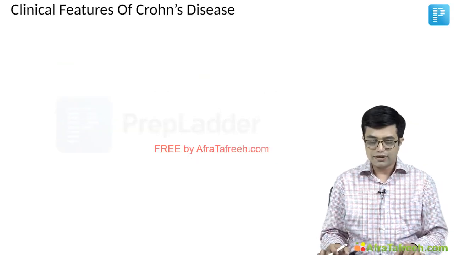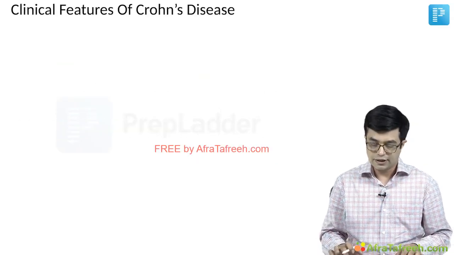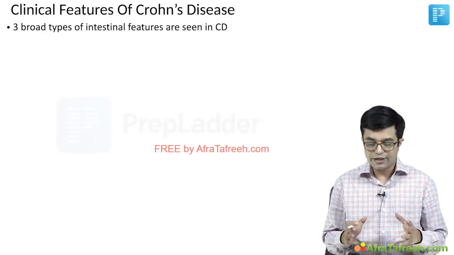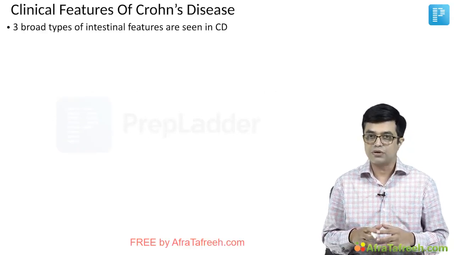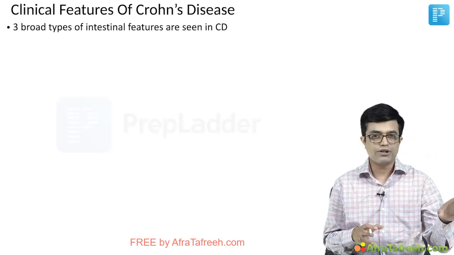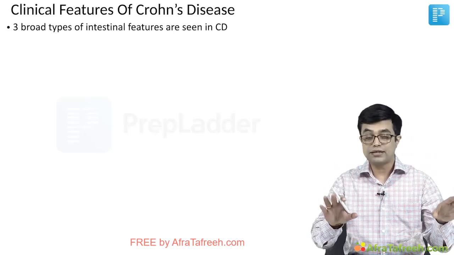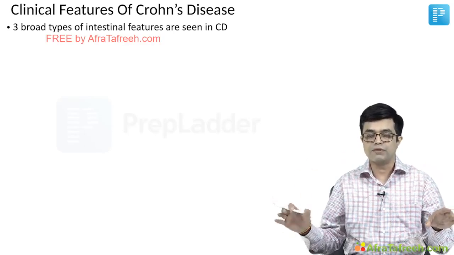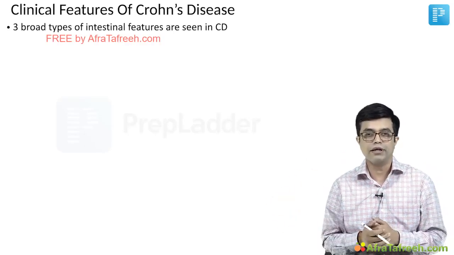Moving further, what are the clinical features of Crohn's disease? Now, broadly, 3 types of features have been described in Crohn's disease. The entire group of features can be divided into intestinal features, extra-intestinal features, and systemic features, which will include your fever, weight loss, fatigability, etc.